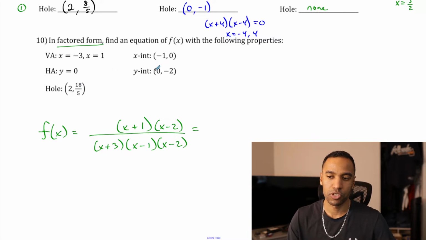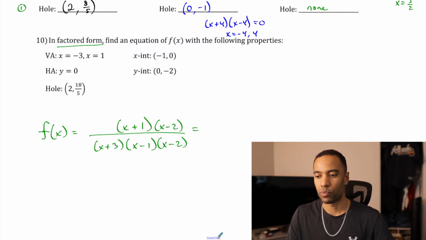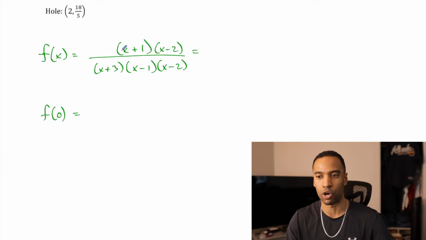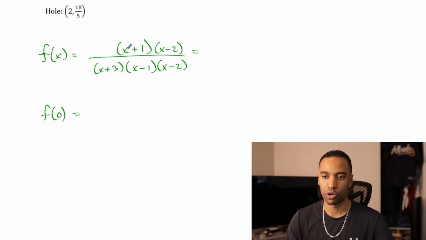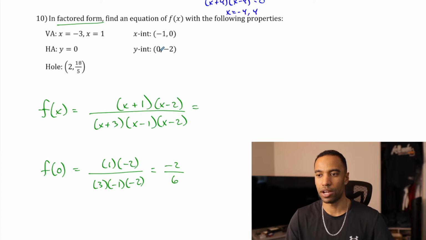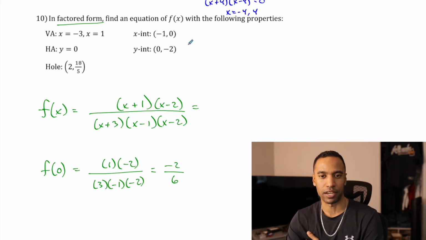The y-intercept of negative 2 means we have to substitute 0 for x. So let's see what happens when we substitute 0 for x in our current form of our equation. It's in factored form, so you don't get to plug in 0 and make things go away except for the x's. So you get 1 times negative 2 over 3 times negative 1 times negative 2, and that gives you negative 2 divided by positive 6. Negative 2 sixths, well, hold on a second. We needed negative 2 as our answer for the y.